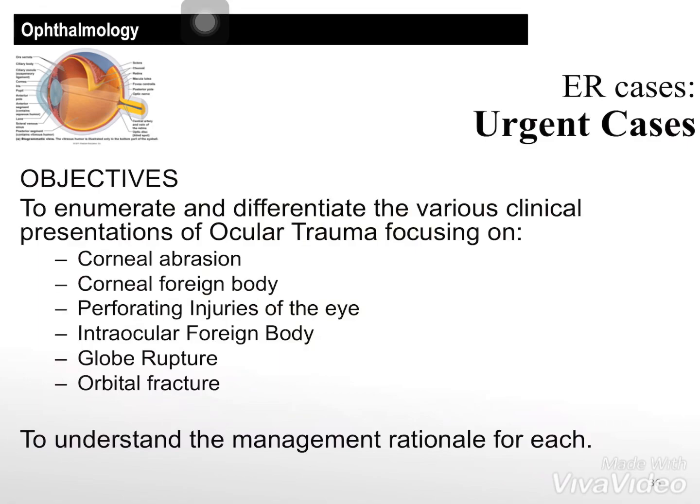The objectives of this lecture are to enumerate and differentiate the various clinical presentations of ocular trauma, with special focus on corneal abrasions, foreign body, perforating injuries, intraocular foreign body, globe rupture, and orbital fracture. It is also our objective to understand the management rationale for each problem that we are going to encounter.